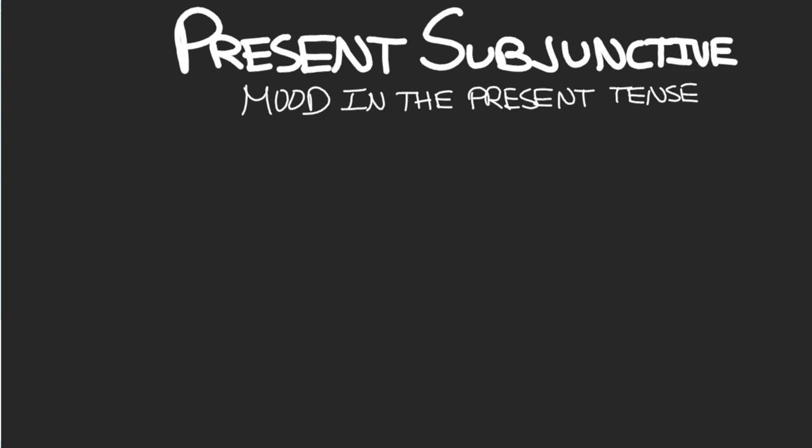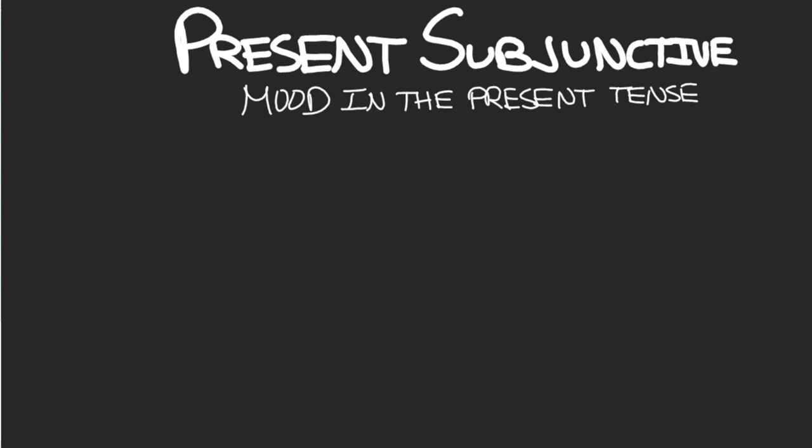Hola, in this video we're going to talk about the present subjunctive, and the present subjunctive is a mood in the present tense. So what that means is that the subjunctive is not a tense itself. The subjunctive is a mood within the present tense. And there also exists a subjunctive of the perfect tense used for past tense, but the present subjunctive stays with the present tense. And there's a distinction between the subjunctive and the indicative.